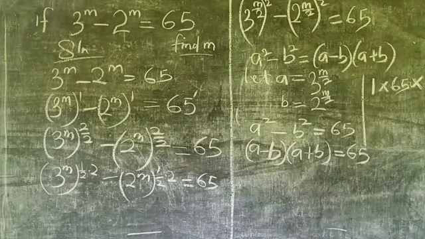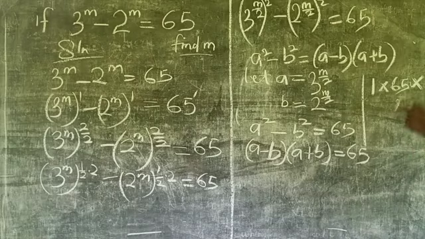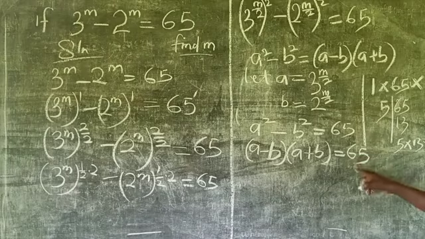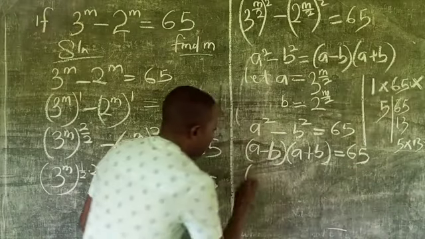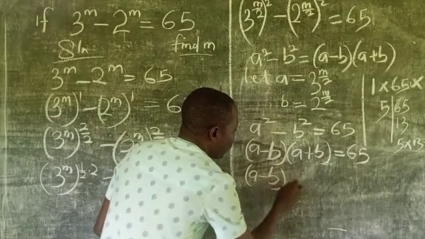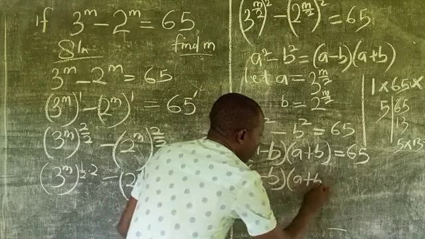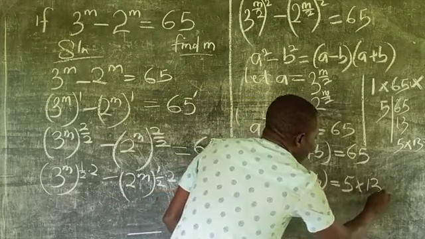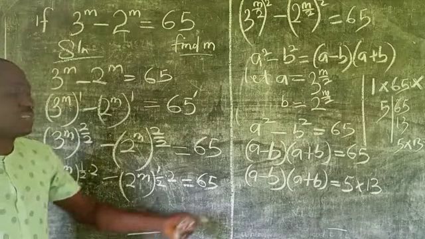So whatever you get from here is extraneous. Alright, so I want to divide 65 by 5. 6 divided by 5, I have 1. That's 5 here, remaining 1 to be 15, I have 3. So 5 times 13 is the same thing as 65. So in place of 65, I want to write 5 times 13. What am I saying? I'm saying that a minus b into a plus b is equal to 5 times 13. You see that? It's becoming more beautiful.